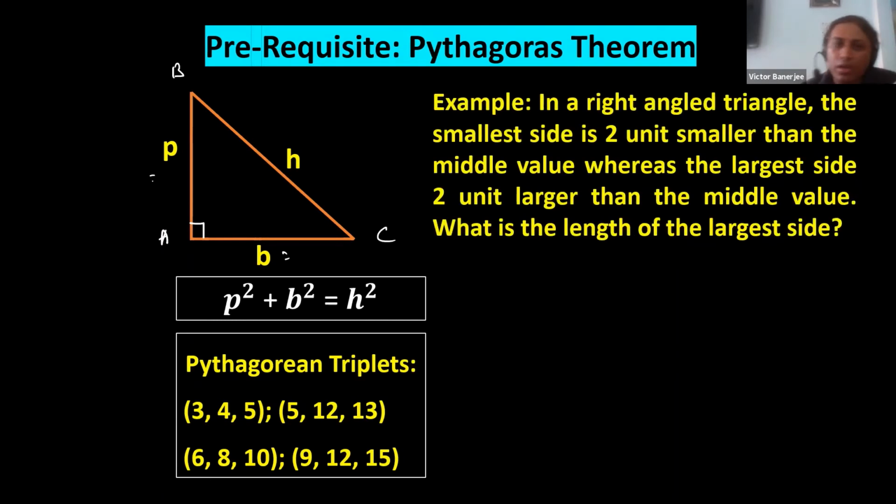For example, let me give you a question. In a right angle triangle, the smallest side is 2 units smaller than the middle value, whereas the largest side is 2 units larger than the middle value. What is the length of the largest side? Give it a try. It's a simple question, simple concept testing. The concept you already know. So give it a try and type your answer in the chat box.